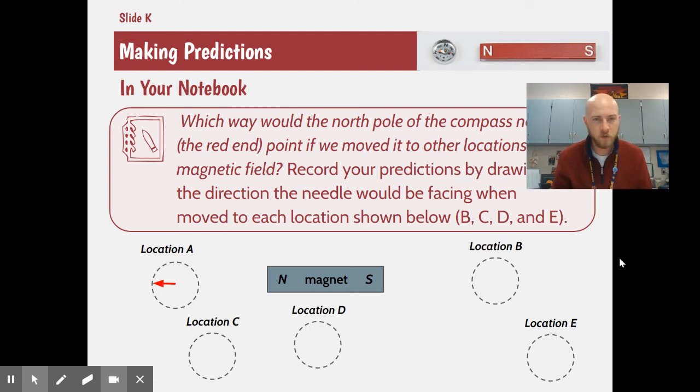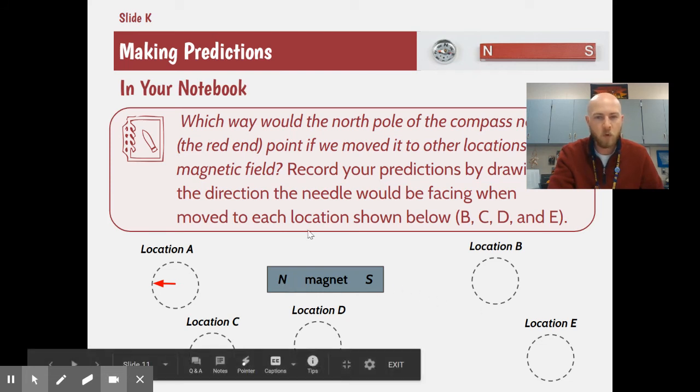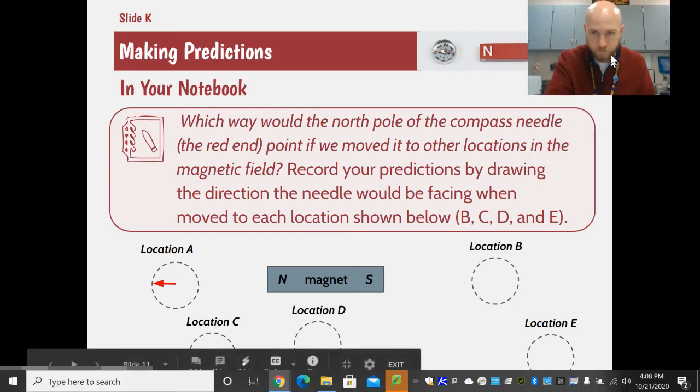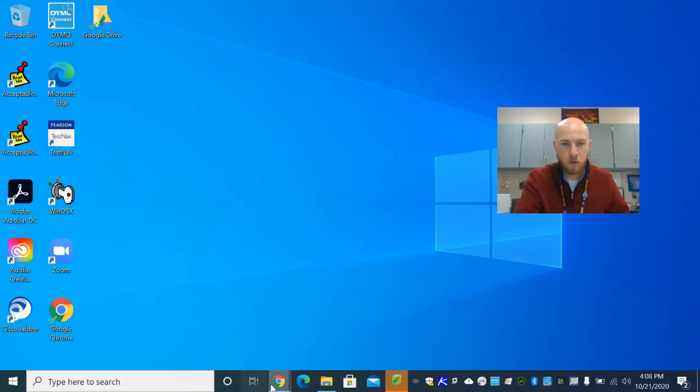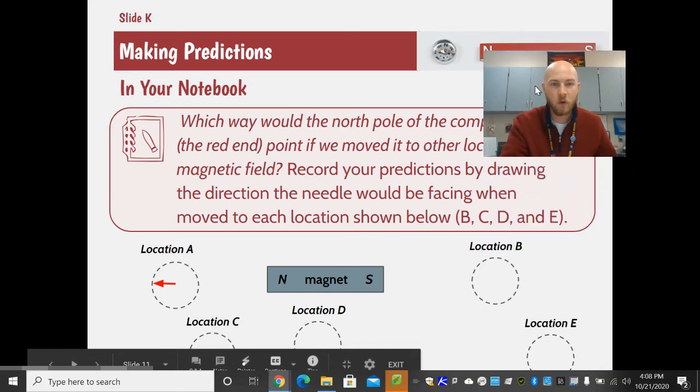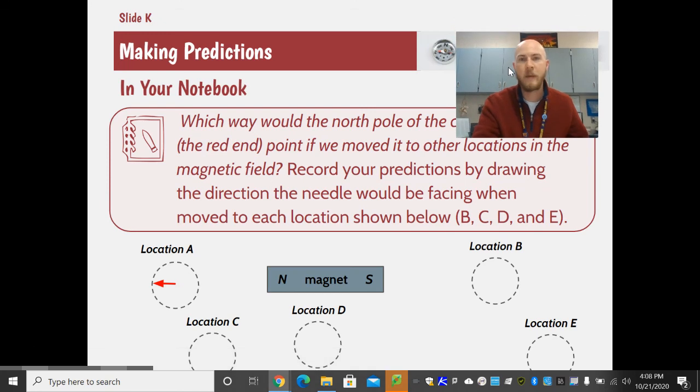This prediction will be on page 36. Look at the slide: we've got a magnet here with the North and South Pole, and you see that we've got these different locations, A all the way through E. I want you to draw this situation in your notebooks, and then draw an arrow for where you predict the compass needle will point. Just to read this: which way would the north pole of a compass needle, the red end, point if we moved it to other locations in the magnetic field?